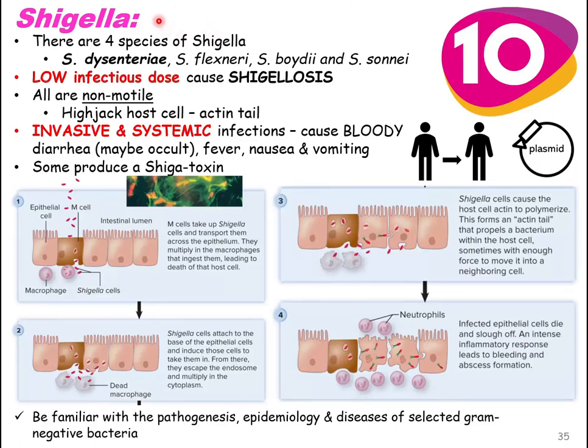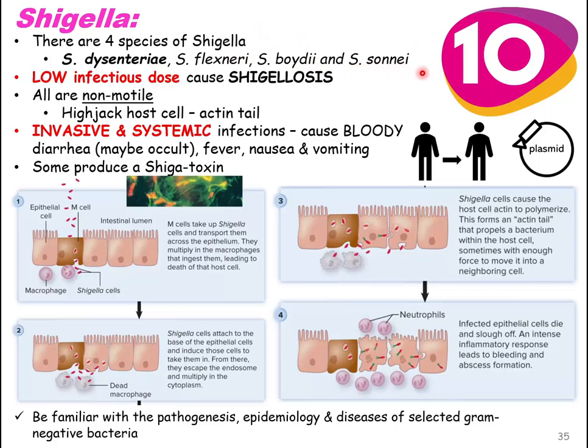Our next one is Shigella, and notice that I did not put a species on here. There are 4 species of Shigella that cause disease: Shigella dysenteriae, and that's kind of telling you what it's doing. Yes, it causes dysentery. Shigella flexneri, Shigella boydii, and Shigella sonnei.